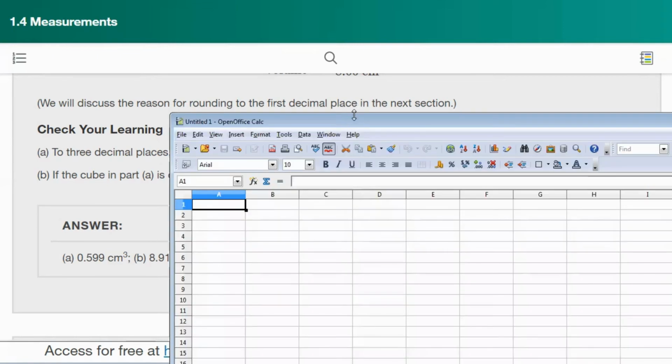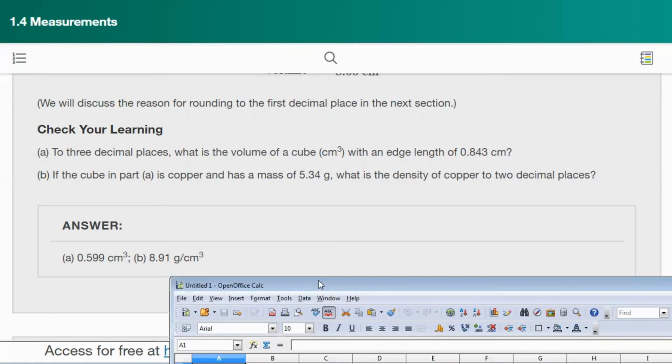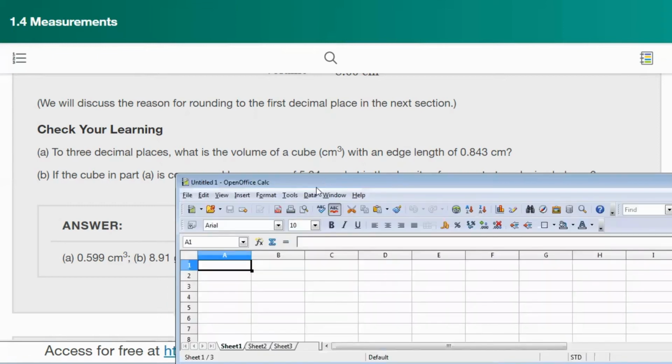If one doesn't have a spreadsheet, one can use a calculator, but I'll show how I do it with a spreadsheet. So let's do A first. Okay, so we have 0.83843, and that's centimeters. So let's cube this.